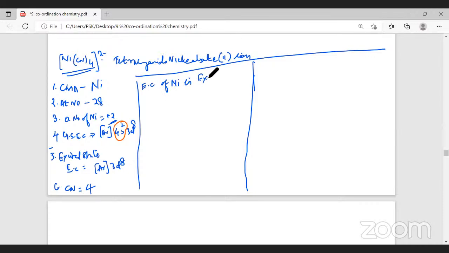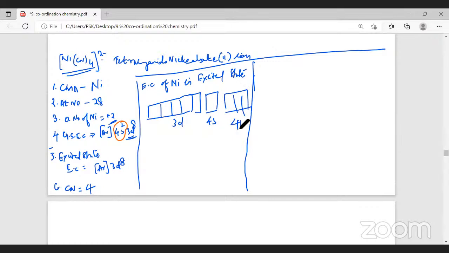In the excited state, we'll write the outermost orbitals. The d subshell has 5 orbitals; the names we will learn later. This is 3d. Already the 4s atomic orbital was there. The next higher orbital possible is 4p. Now, if you observe the electronic configuration, nickel has 8 electrons: 1, 2, 3, 4, 5, 6, 7, and 8.